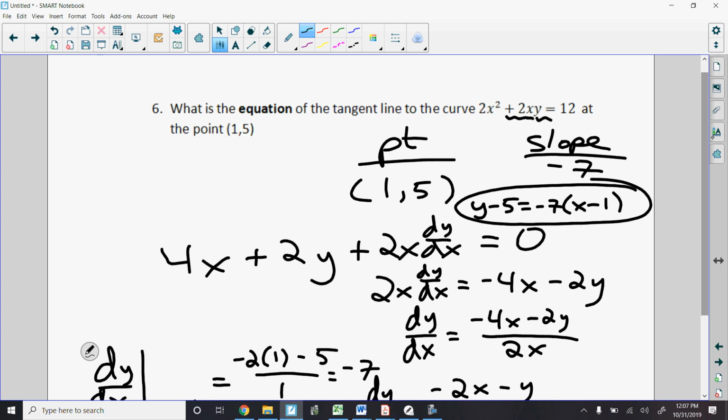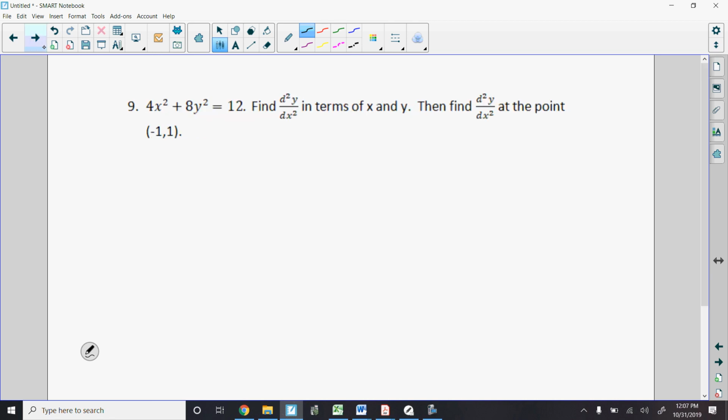Okay. All right, last one. Here I'm asked to find the second derivative in terms of x and y, and then evaluate that second derivative at the point (-1, 1). So to find the second derivative, we first have to find the first derivative. This is going to start off the same way that all the other problems have. I'm going to start by doing the derivative: 8x plus 16y dy/dx equals 0. And now I just want to solve for dy/dx. So I'm going to subtract away 8x and divide by 16y.